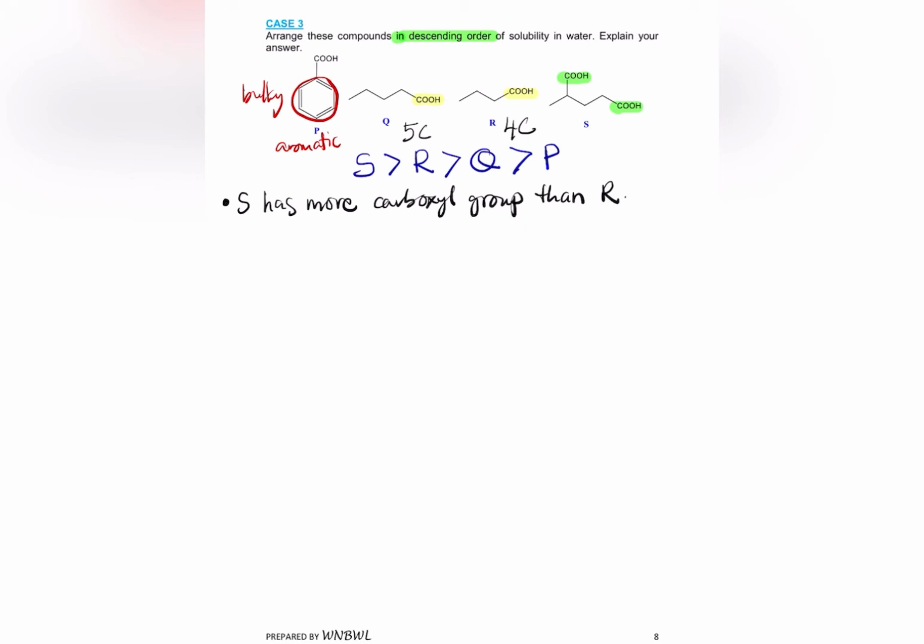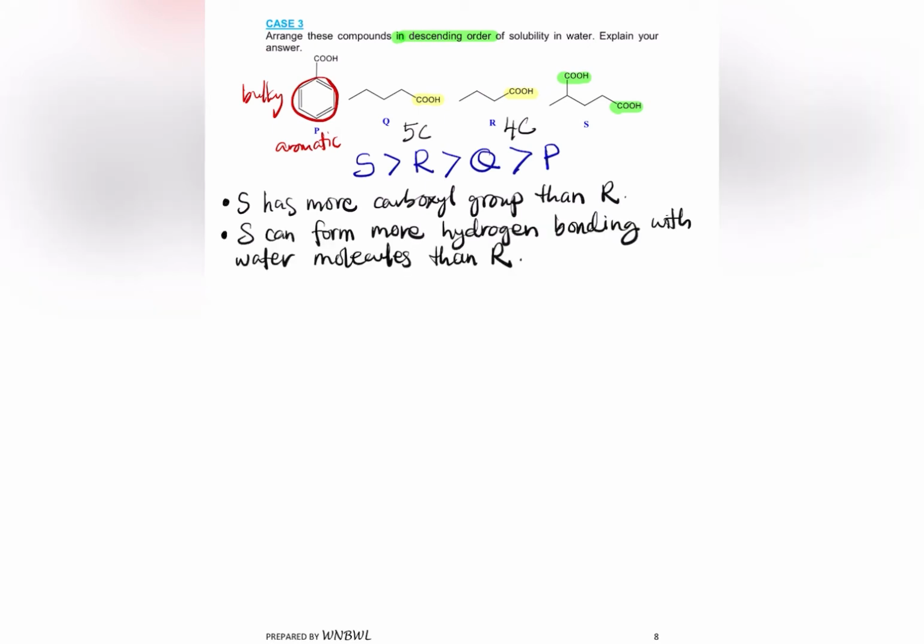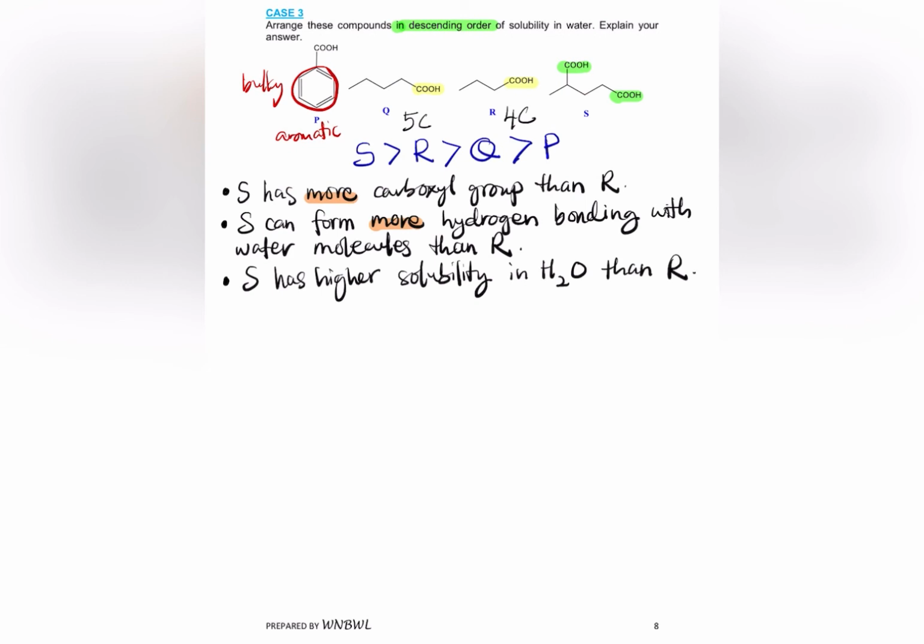And the second point, I can write it down as: S can form more hydrogen bonding with water molecules than R. Please emphasize the term "more" in these two statements, because we are comparing based on their number of carboxyl groups. Next, the last point, you have to write it down as: S has higher solubility in water than R. So settle for the first paragraph between S and R.